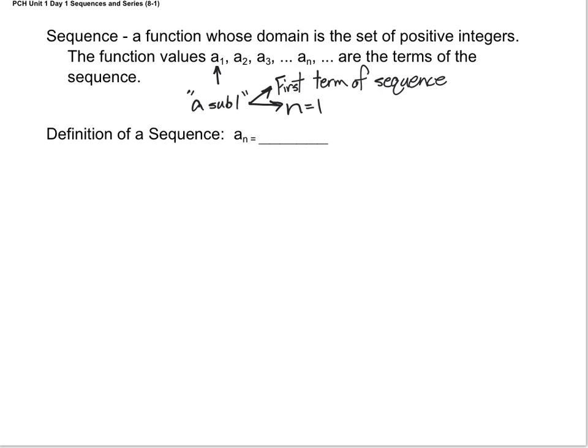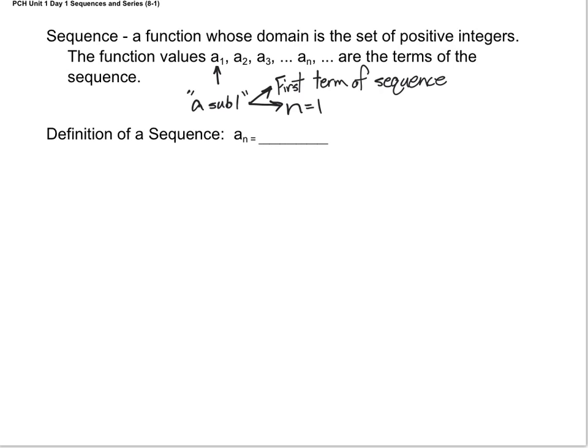Now, the definition of a sequence is an equation. It's an equation that defines a sub n, and it'll do it in terms of the independent variable, n. That's why it's important to notice for each term what n equals.